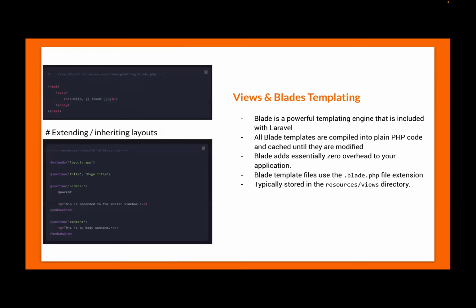So a little bit about the views and Blade templating. Blade is actually a templating engine that comes packaged with Laravel. And this is what a typical Blade is going to look like. The variables are all rendered with curly braces. You have to pass them in, and they're translated with the curly braces. And basically you can extend and inherit other layouts. They're typically stored in the resources/views directory.